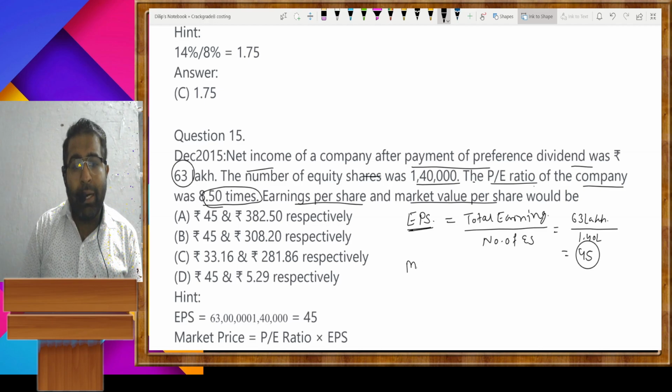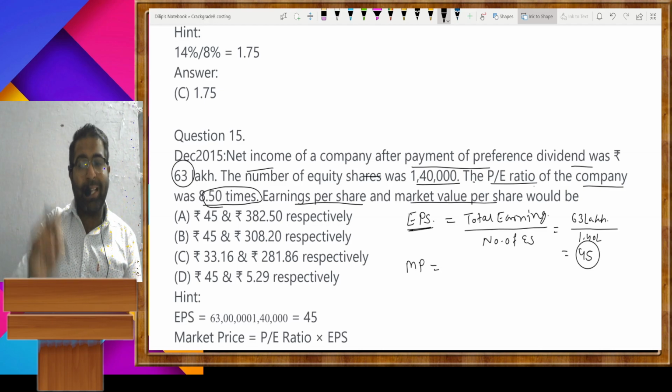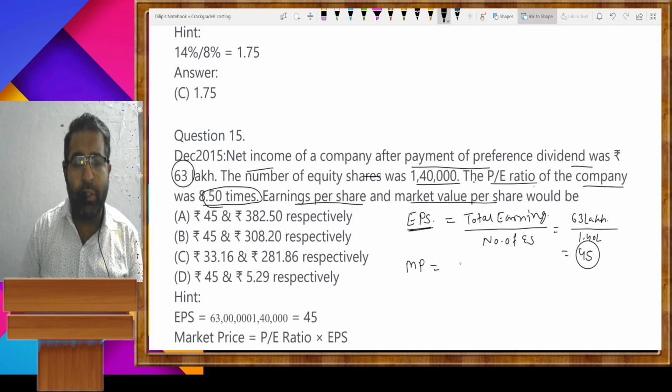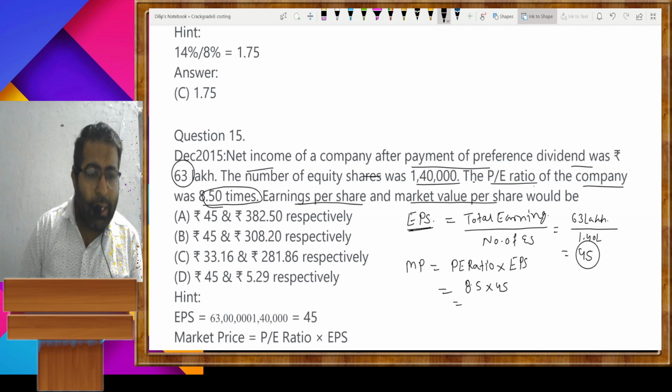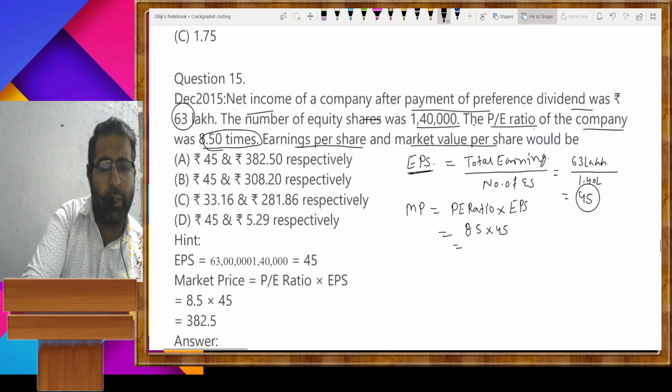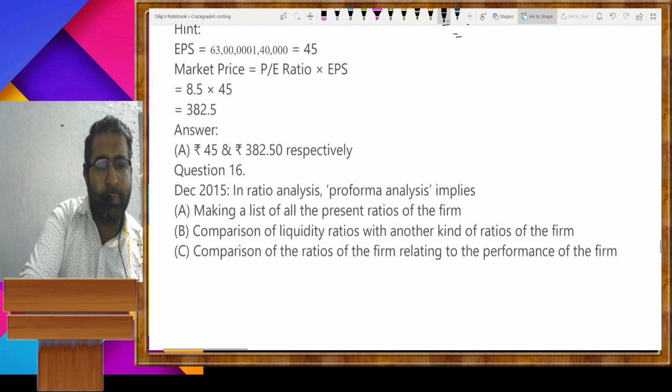And market price value per share equals PE ratio multiplied by earning per share. PE ratio is, tell me fast, 8.5 times multiplied by 45. Calculate it. So answer is 45 and 382 respectively.